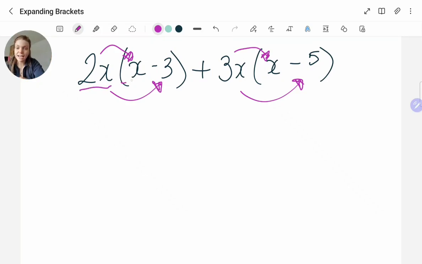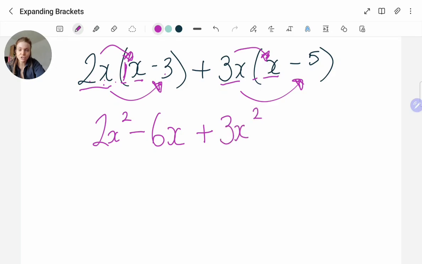So 2x times x is 2x squared, because 2 times your imaginary 1 is 2, and x times x is x squared. Then we have got positive 2x times minus 3. So a plus and a minus is a minus, and 2x times 3 is 6x, okay? Plus 3x times x is 3x squared. Then a plus and a minus, when signs are different, it's negative, so it's a minus. And 3x times 5 is 15x, okay?